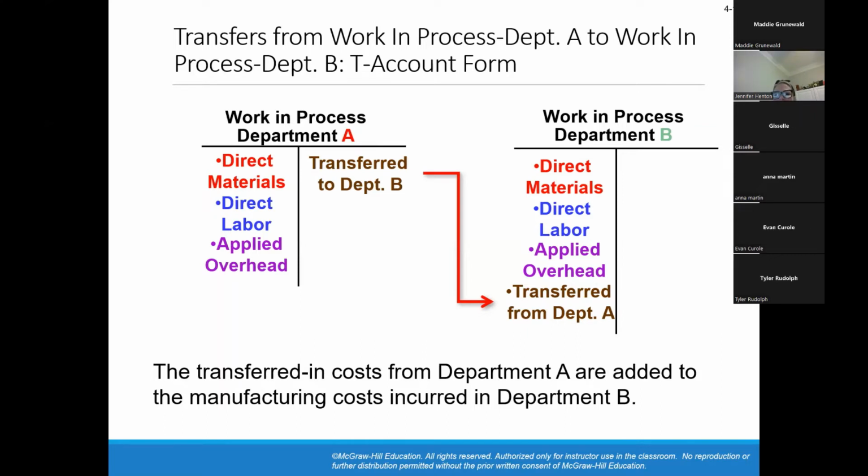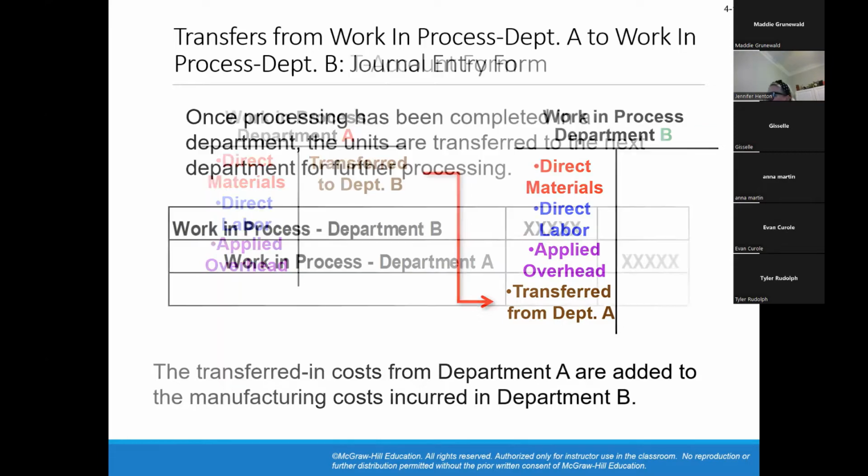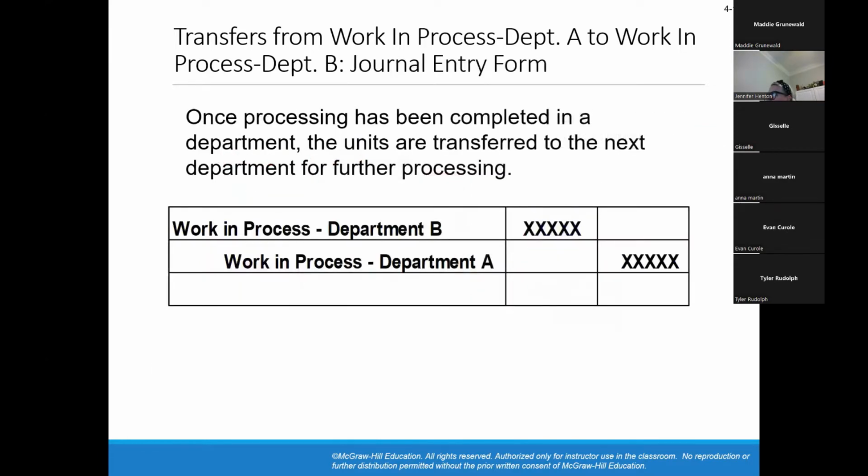So we're taking it out of A. We're going to credit A and we're going to debit Department B. So we're just reclassing it from one asset to another. We have a debit and a credit. They're going to be equal amounts. And this is the journal entry of what it looks like. So remember, it's going into B, so that's why it's the debit, and it's coming out of A, so we're going to credit.